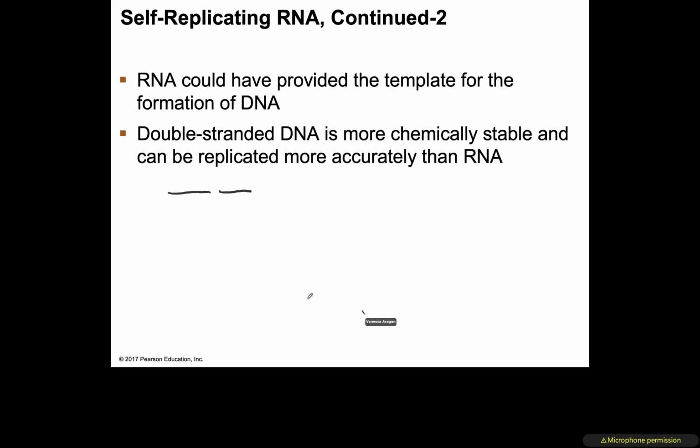So let's go ahead and clear that. Your RNA could have provided a template for the formation of DNA, because RNA is single-stranded, okay? DNA is double-stranded, and double-stranded DNA is actually more chemically stable than RNA. So it is thought that eventually it led to the RNA becoming double-stranded itself, and then going to a more stable chemical molecule.